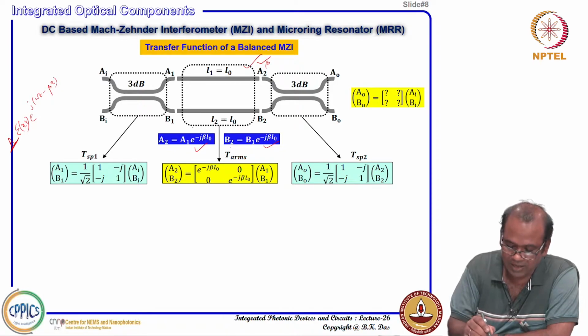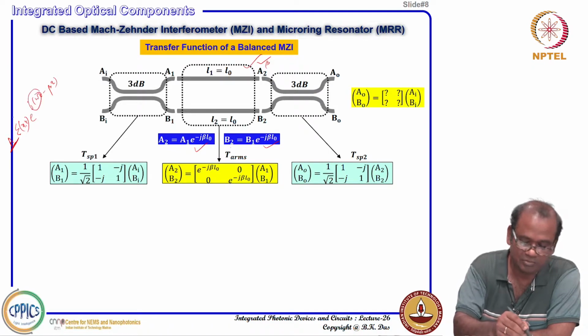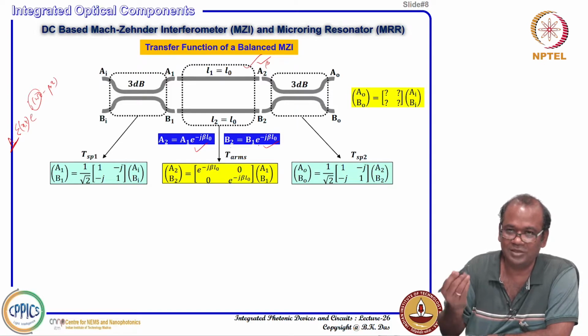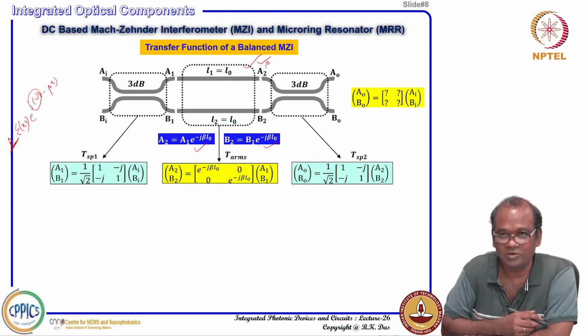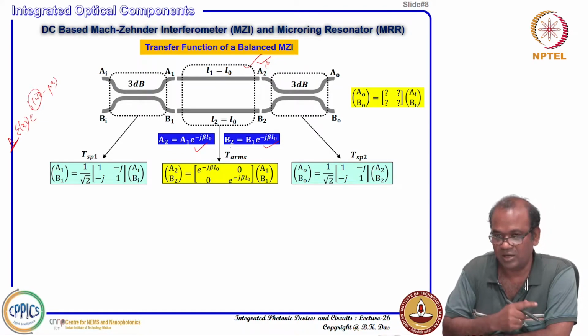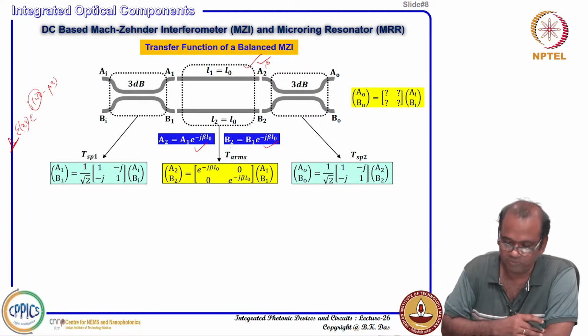So, I can say that A1 will become A2 and B1 will become B2. And for this omega t term, because all frequencies are the same, at any point where we want to know the time-dependent variation, we just have to multiply by e to the power j omega t. So, we do not consider e to the power j omega t here; we are assuming a monochromatic operation, where Fourier domain analysis is happening.